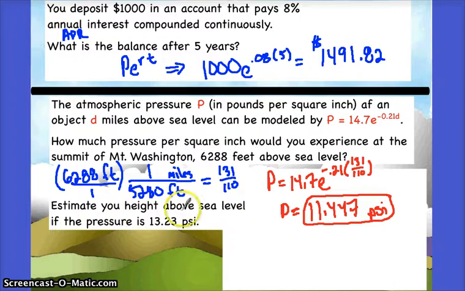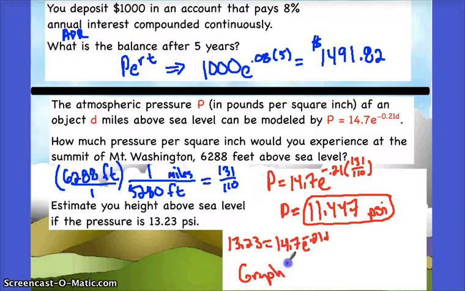How about if we wanted to estimate the height above sea level if the pressure is 13.23 psi? Notice they didn't say anything about having to go back to feet, so don't worry about the conversion. I'll be happy to do this in miles. But realize that means we're saying 13.23 equals 14.7 e to the negative 0.21 d. And again, we don't know quite yet how to solve those equations. If you know how to do that by hand, feel free. Otherwise, let's graph. And from the graph, we can find out what d is.